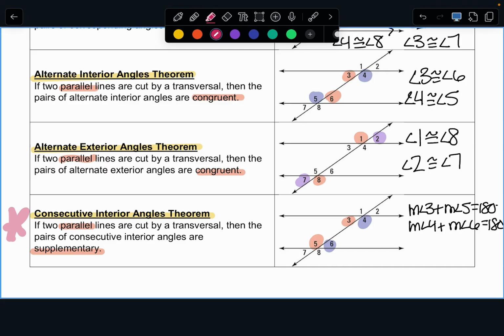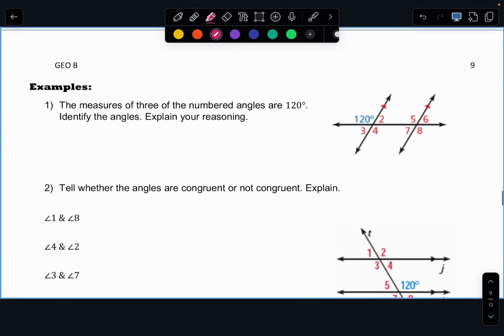Consecutive means same side. So on your test, it'll say consecutive. I just made the test; I use this word on the test. But I'll put up on the front board consecutive equals same side. So you memorize whichever one you want, and you'll know that it's the same either way. Okay, let's do some examples.